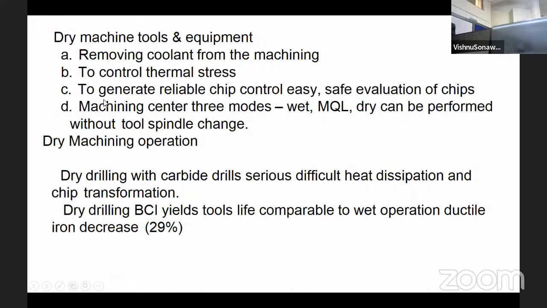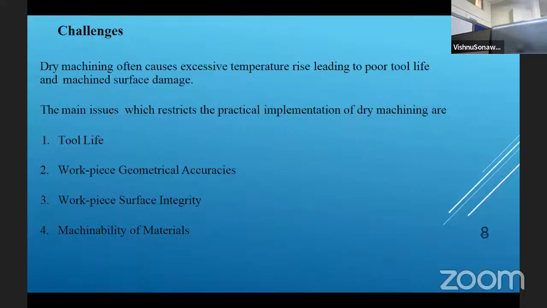But we have to consider again the dry machine tools and the equipment. There is a problem to remove the coolants from the machining, to control thermal stress in dry drilling and carbide drilling. This is a serious difficulty: the heat dissipation and the chip formation. This is the main one.